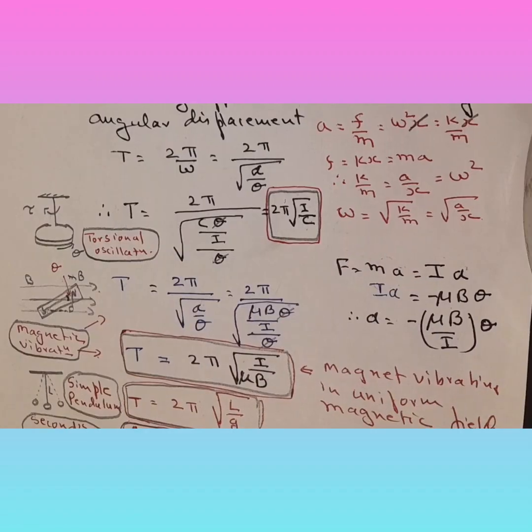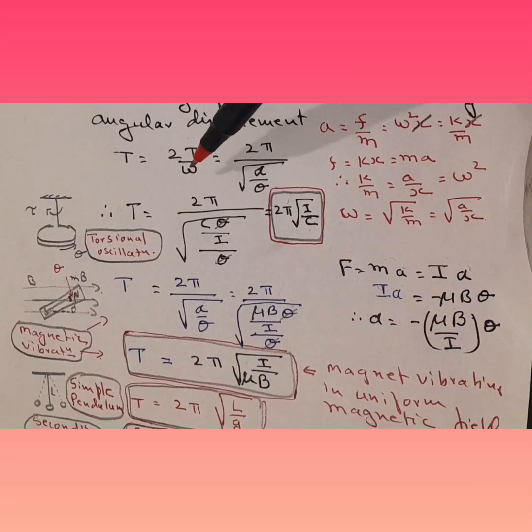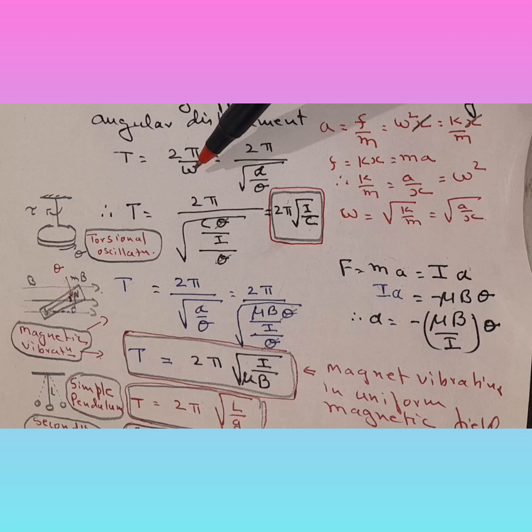Moving further, we have T is equal to 2π over ω. ω is α over θ. This is angular acceleration divided by angular displacement. Alright, now I have got something over here.